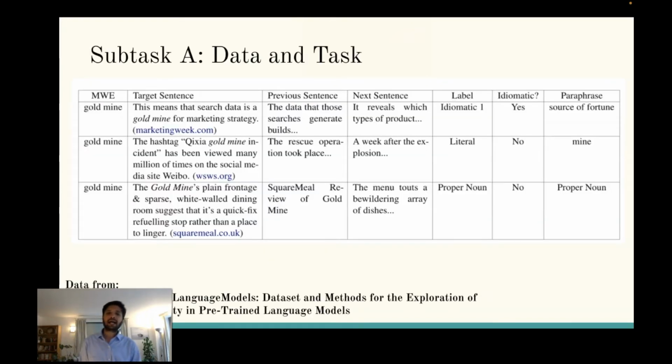Here's the data associated with subtask A. It consists of three sentences: the central sentence, the target sentence, containing the multi-word expression, in this case, gold mine. While the dataset itself provides a fine-grained classification based on the paraphrases, we use a more coarse-grained yes idiomatic, no idiomatic label for this task. Like I said, the training data associated with this is taken from the dataset Stitch in Language Models.